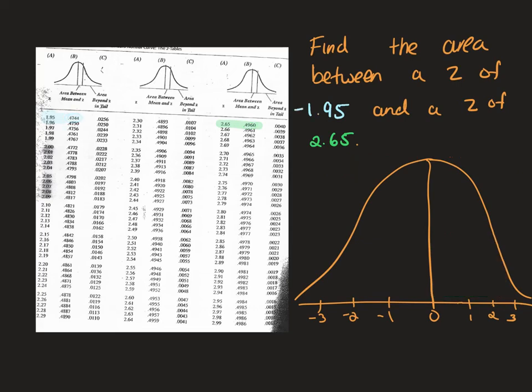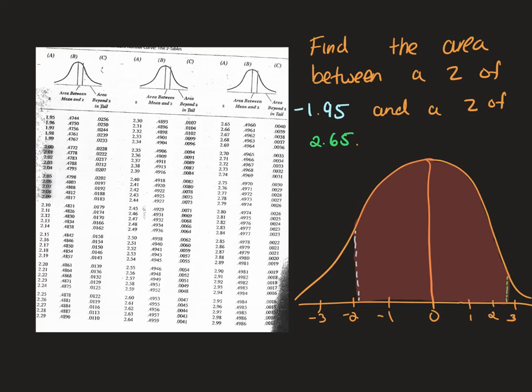Now we'll switch it up a little. This time, let's find the area between a z of negative 1.95 and a z of 2.65. Use the 3 steps: sketch, shade, then solve. Now that I've sketched and shaded, I can see I'm looking for a really large percentage because almost all of my graph is colored in.